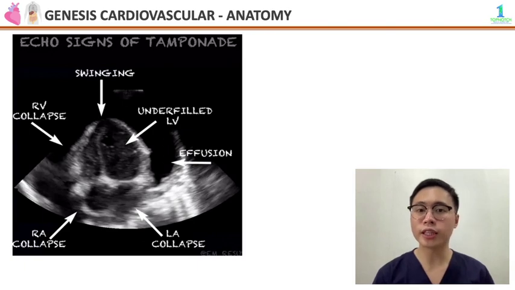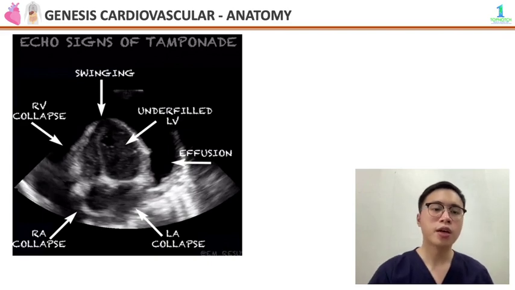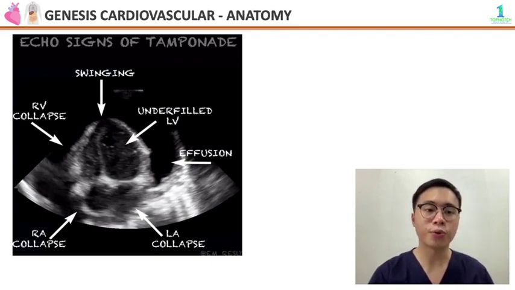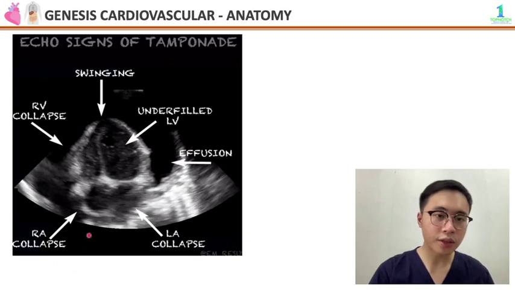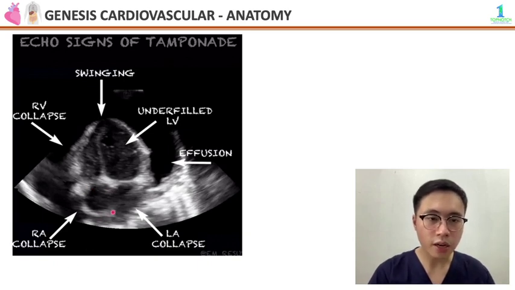To be able to appreciate it better, correlate lang tayo sa ultrasound findings or echo findings to be more specific. So this is a heart on the apical four-chamber view. Ano ba yung mga structures na nakikita natin on an apical four-chamber view? So punta muna tayo dito. This one over here, this is the right atrium.